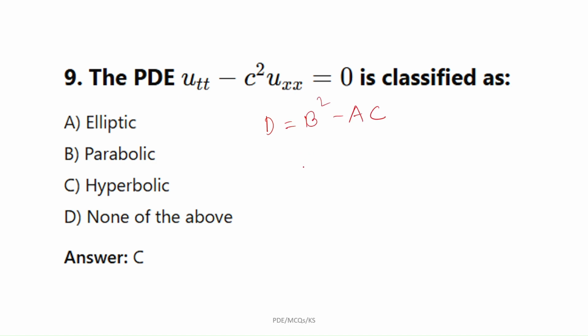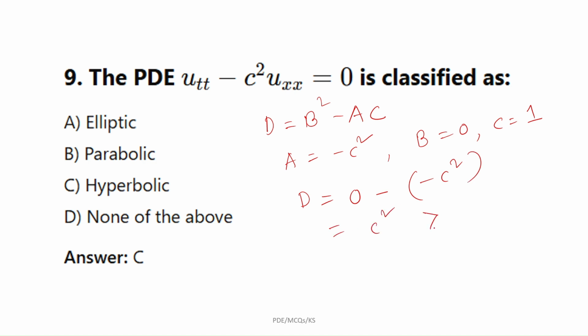Here A equal minus c square, b equal 0, c equal 1. So D is 0 minus of minus c square, that is plus c square, which is greater than 0. So the type is hyperbolic. Option C is the correct answer.